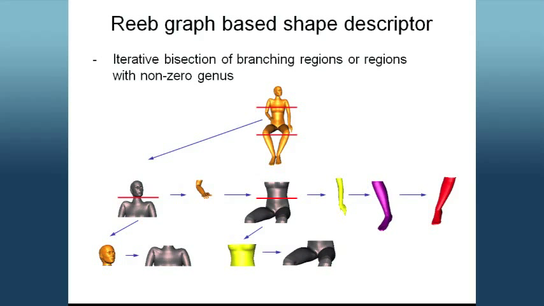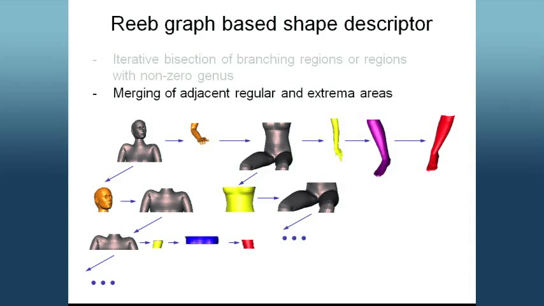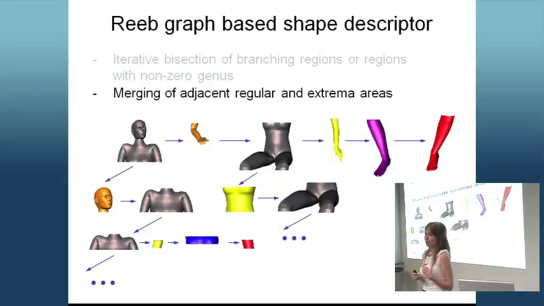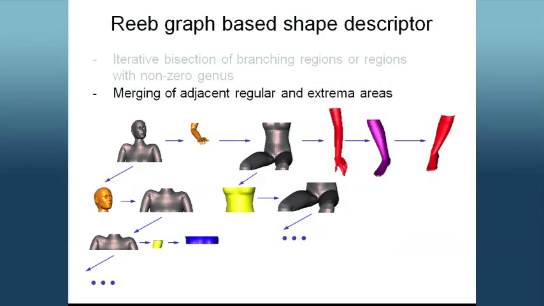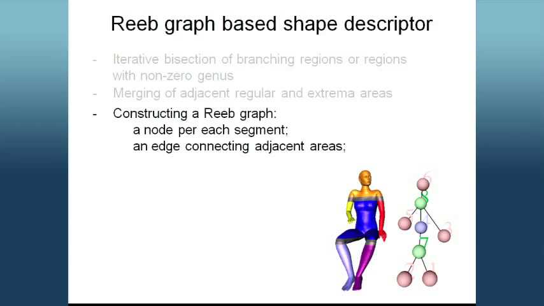On the next step, we want to merge adjacent components that correspond to regular or extrema regions of the mapping function, components which were created on the previous bisection step. As a result of these bisection and merging steps, we obtain larger elongated segments for regular and extrema regions of the mapping function, while keeping the size of the branching components small. At this point, we can construct the Reeb graph, where each component obtained after these two steps is represented by a node in the graph, and we place an edge between nodes if the segments that they represent are adjacent.